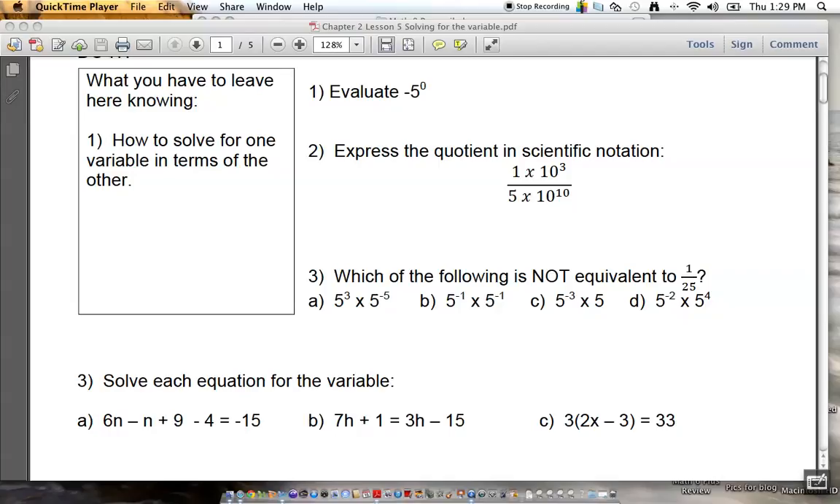All right, so now let's go to today's sheet and start working this out. We gotta learn how to solve for one variable in terms of the other variable. One variable in terms of the other.